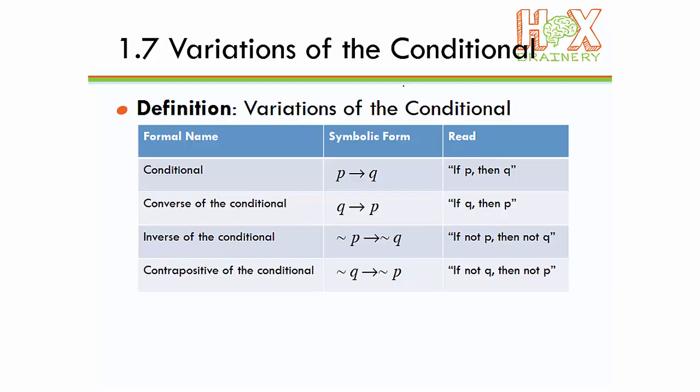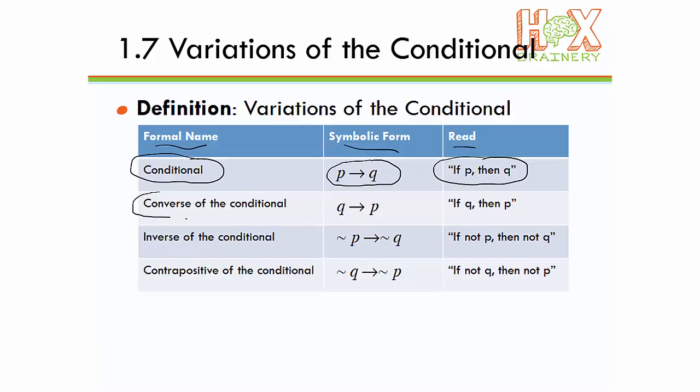This table here summarizes all the variations for the conditional statement. We have the formal name, the symbolic form, and then how you would read it. The first one listed here is just the conditional statement that we've seen before. This was the symbolic form we had, and we would read it as if P, then Q. That's the original conditional statement.